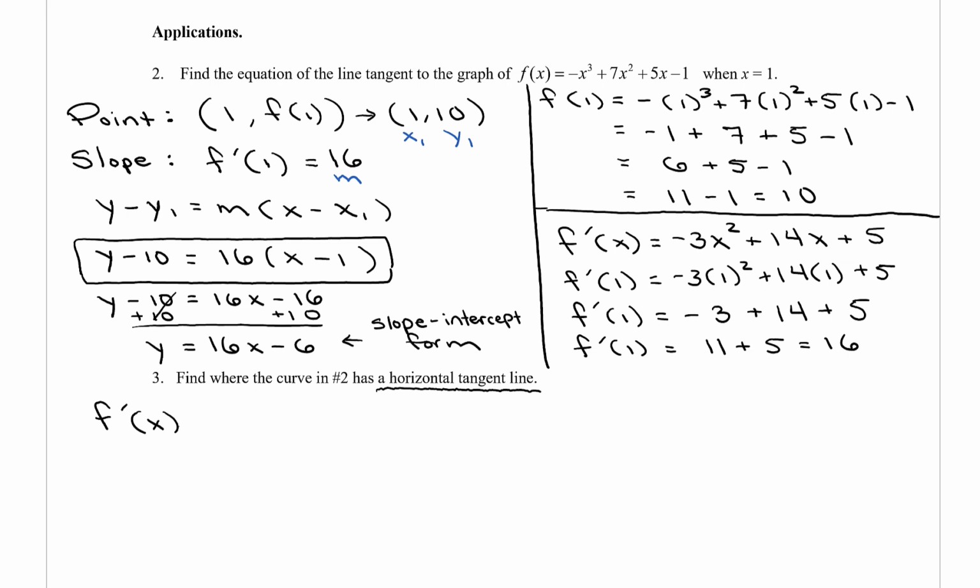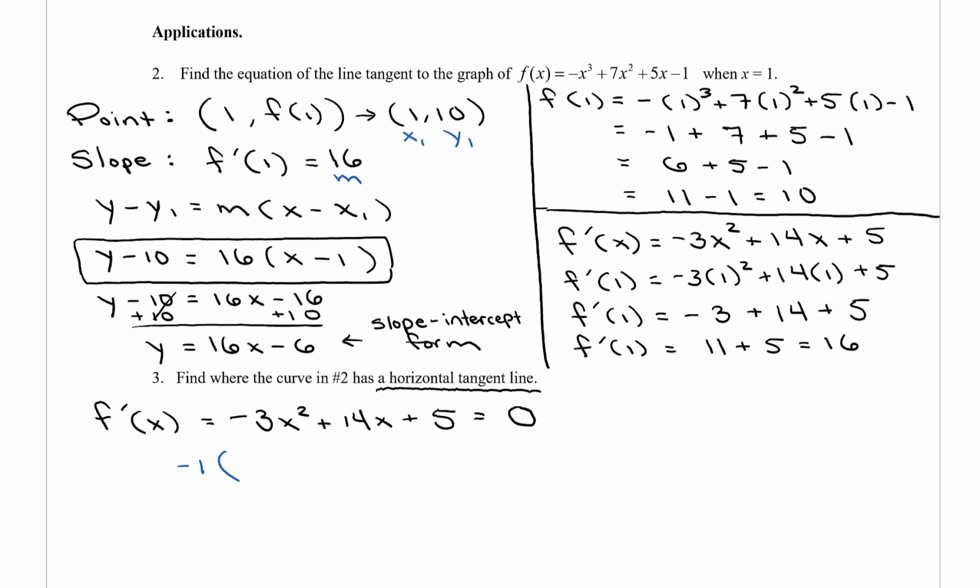In order to find a horizontal tangent line, I know that that's going to be where the derivative is equal to 0. So I have written down f prime of x equals 0. So I'm going to take my equation for f prime of x and I'm going to set it equal to 0. F prime of x is equal to negative 3x squared plus 14x plus 5. And I'm going to set it equal to 0.